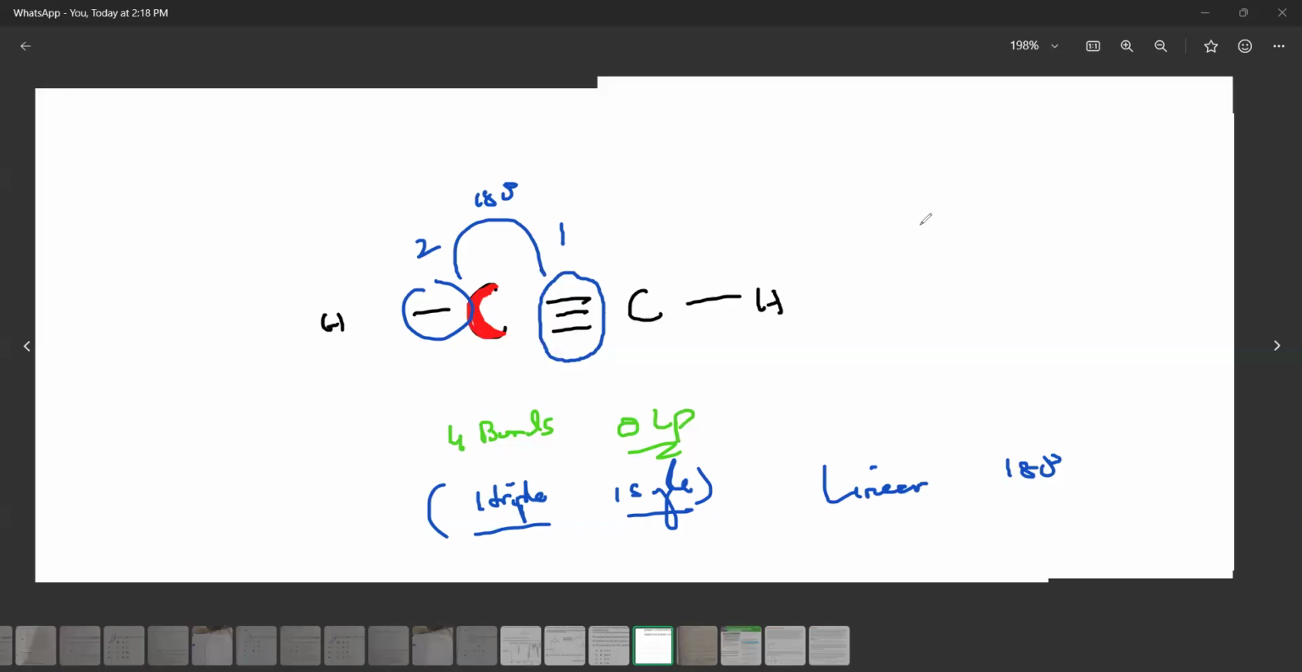But when we talk about carbon-carbon double bond with a hydrogen, now when we count the bond pairs, again there are 4 bond pairs and no lone pair. But when we predict the geometry, there is a double bond, 1 double bond is there.